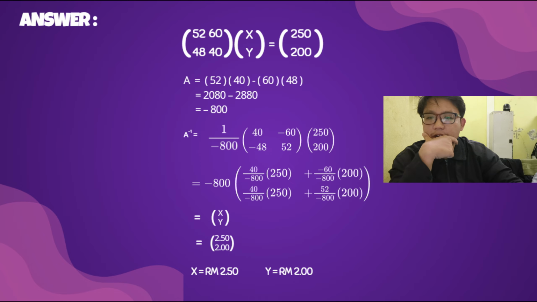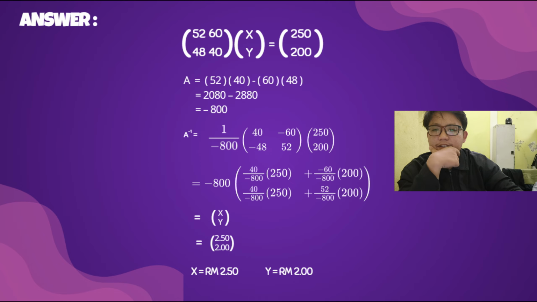At this part, as we can see, the determinant is 800, so we get 1 over 800. Then we multiply it by the matrix with 40 and negative 60, and negative 48 with 52, and finally we multiply by the column matrix with 250 and 200 to get the final answer.